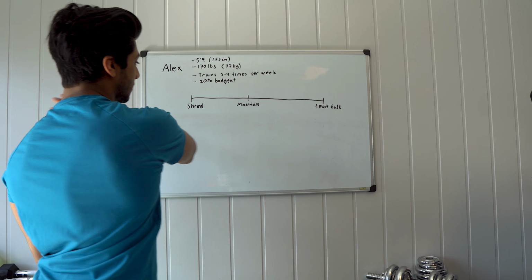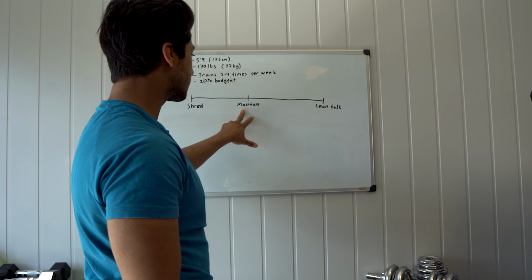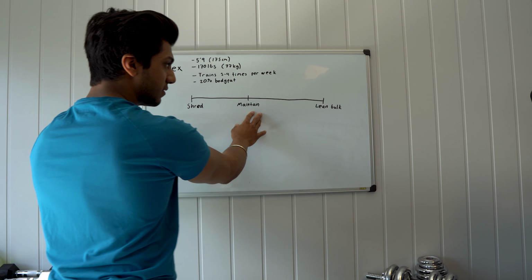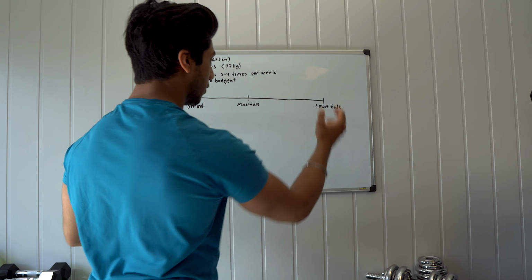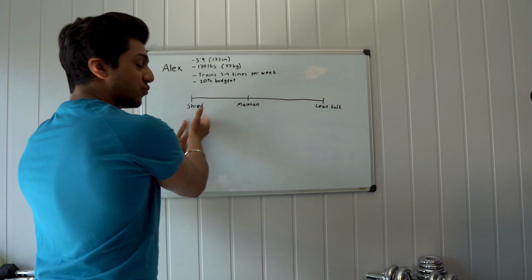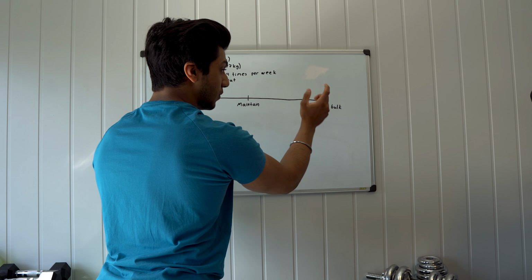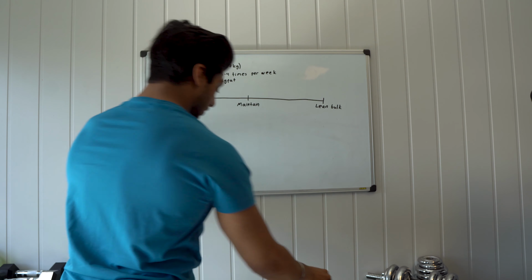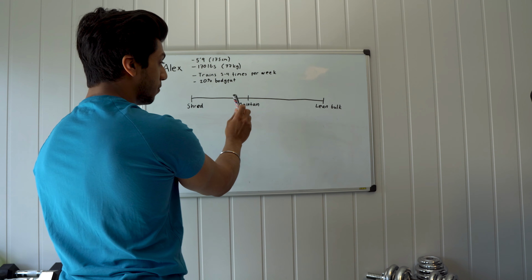The first thing we have to find is his maintenance, and after we find maintenance, you can start picking what you want to do. If you want to do a lean bulk or a shred: if you want to do a shred, you have to be in a calorie deficit, but if you want to do a lean bulk, you have to be in a calorie surplus. So first, write down the formula for maintenance.